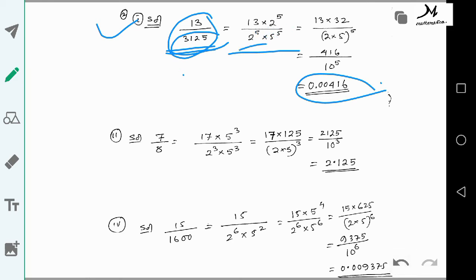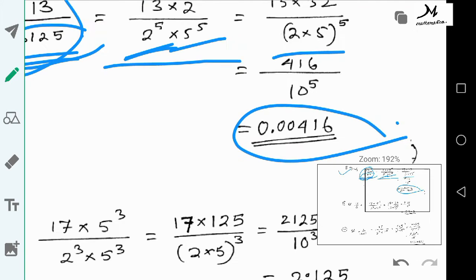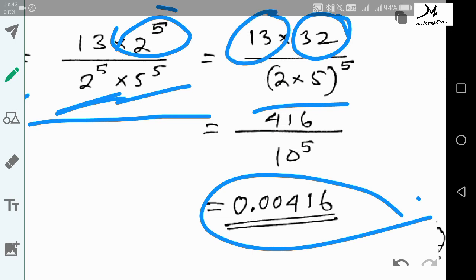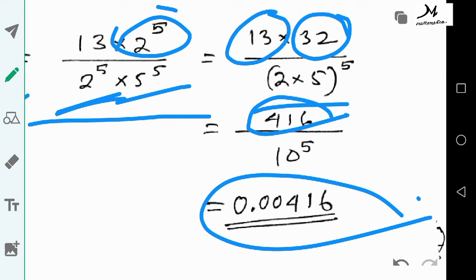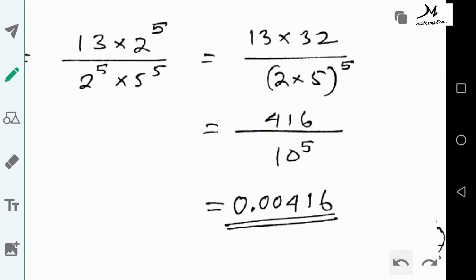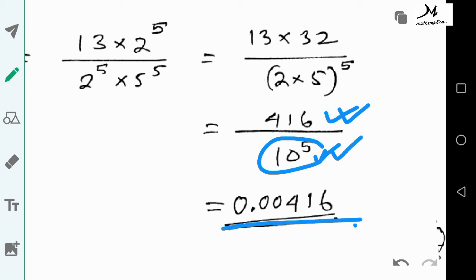Then what will happen? 2 to the power 5 into 5 to the power 5 can be written as (2 into 5) whole to the power 5, and here you see 2 to the power 5 is equal to 32. 32 times 13 is 416, and here we have got 10 to the power 5. Now, as there is 10 to the power 5, if you divide the numerator by this 10 to the power 5, then you will get such decimal expansions. That means the decimal point should be placed 5 places from the right, that is, after the decimal there should be 5 digits, as there is 10 to the power 5.